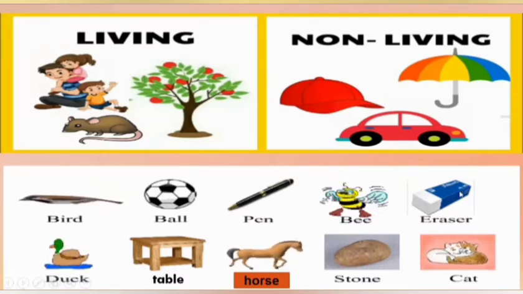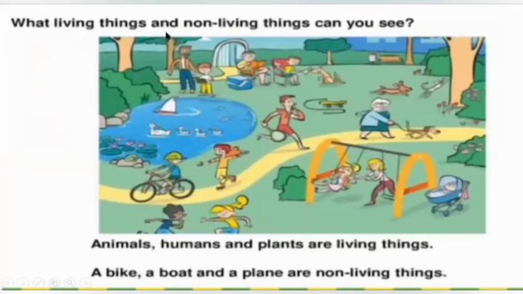Okay, good. What living things and non-living things can you see in this garden? Animals, humans, and plants are living things. Animals: dog, ducks. These are animals. And the human beings, the boys, the girls. Human beings and animals and plants. You can see here trees and different plants. They all are living things.